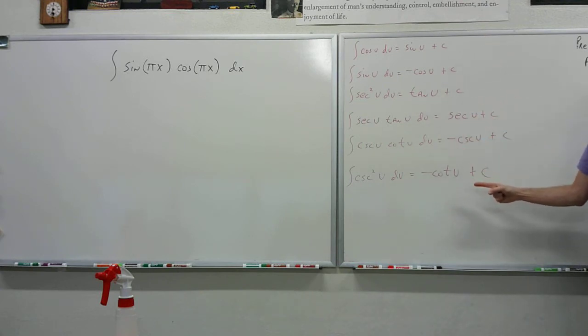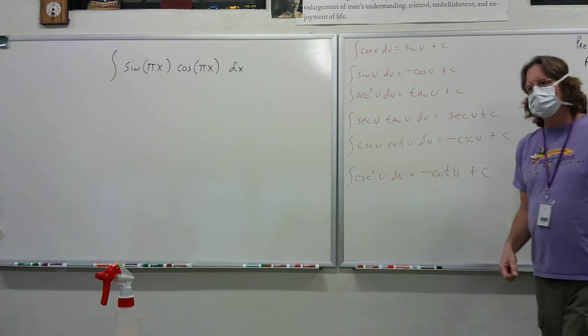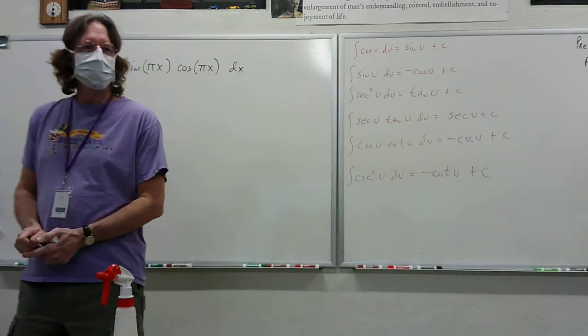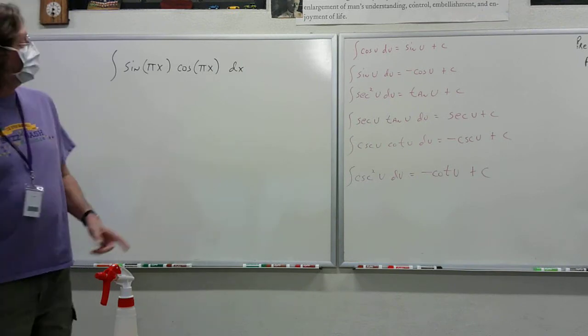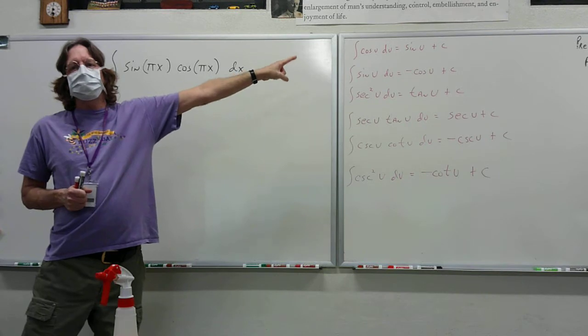Which one? Cosecant, cotangent. Ooh, good try, but not quite. Oh, Mr. Evans, there's not a rule up there for that, is there? Okay. Remember when I taught you identities? Yep. There is an identity that will turn that into one of the rules over there.